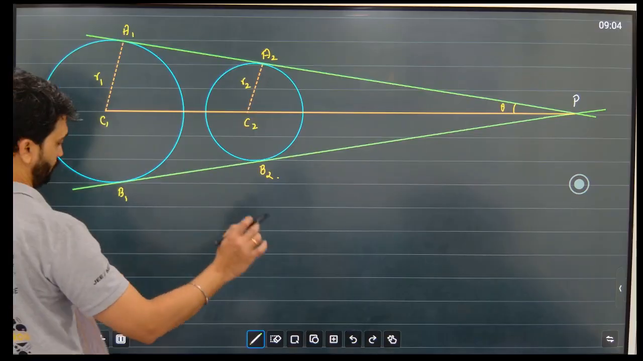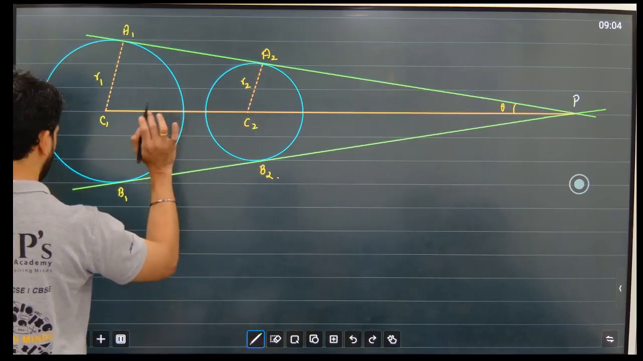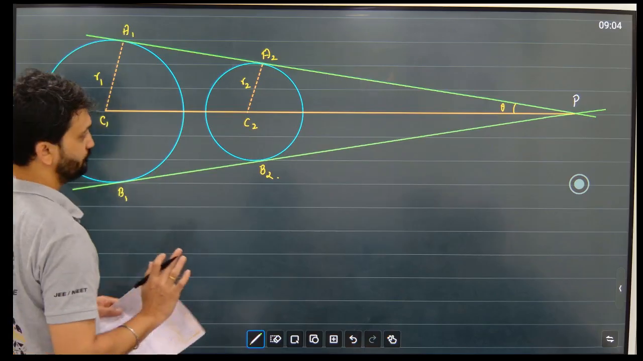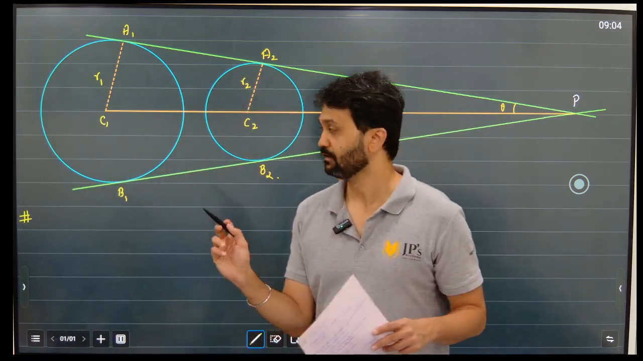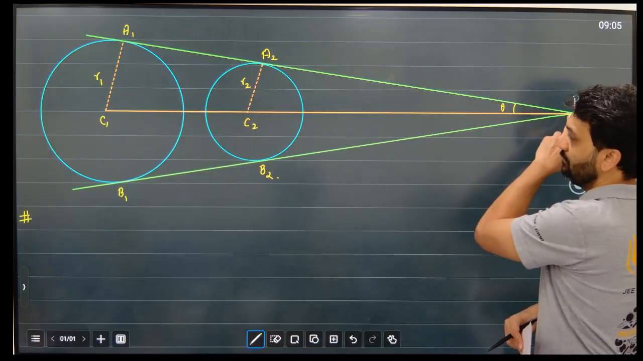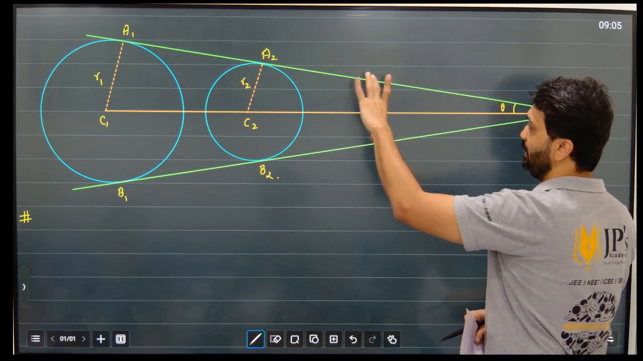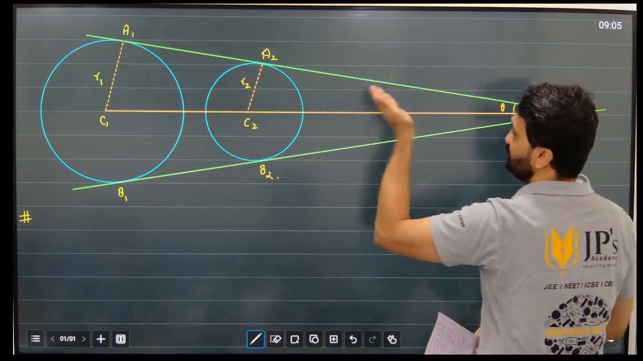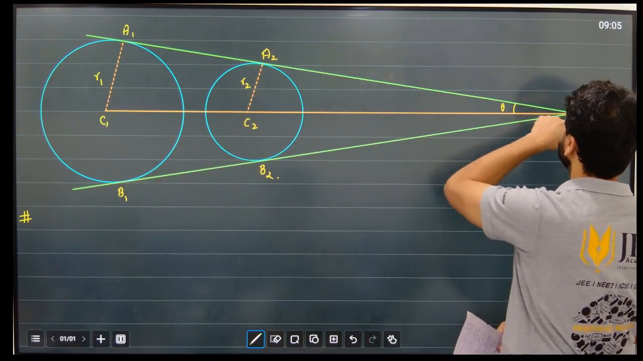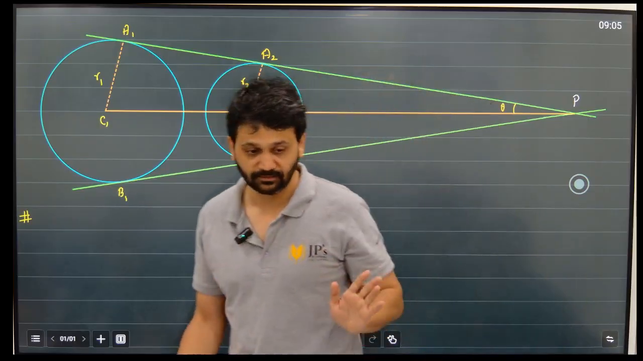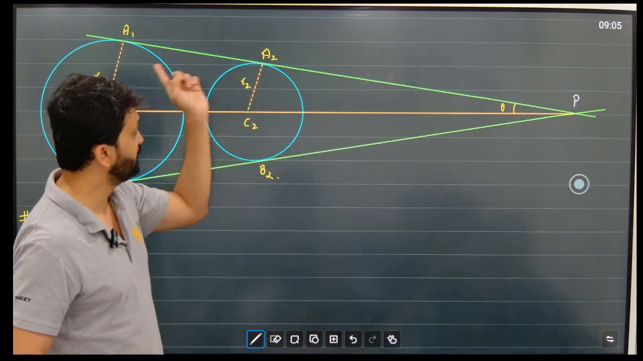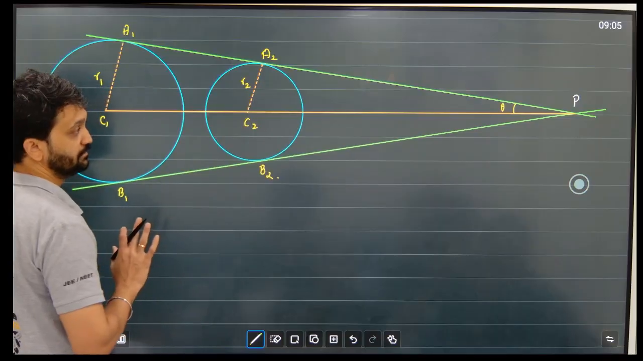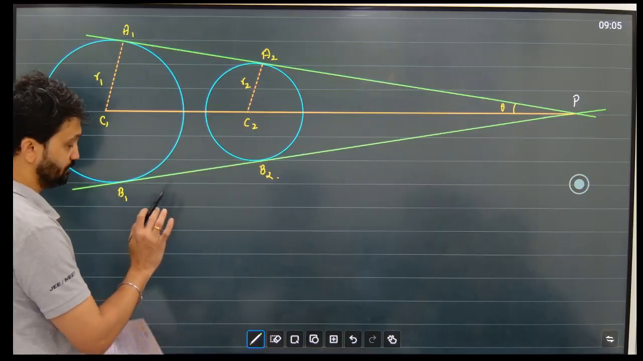Before we start, listen carefully. We'll start with the explanation. Now, carefully see, P is the point of intersection of the direct common tangents, because this is the first direct common tangent, this is the second direct common tangent, and they are meeting at the same point, that is P. Did you guys understand this? Any problem here?